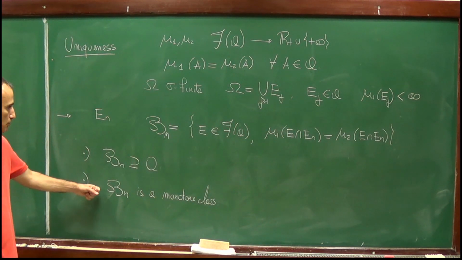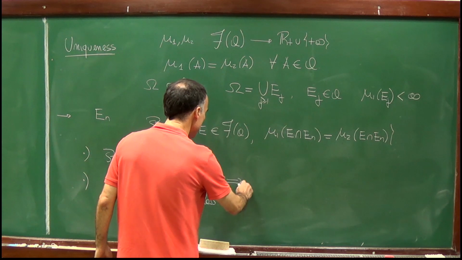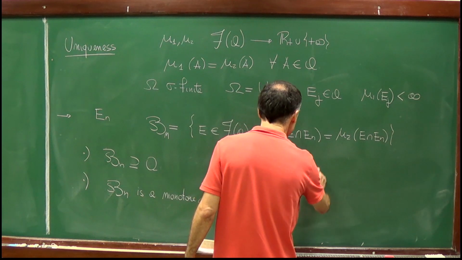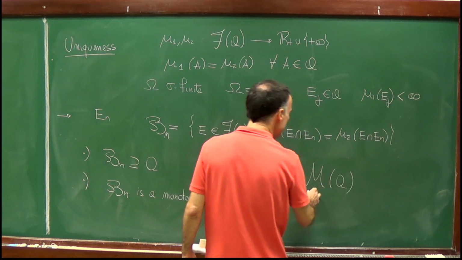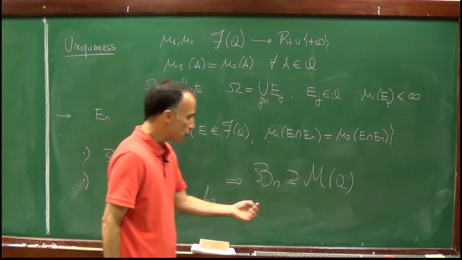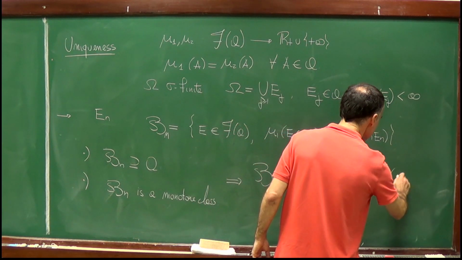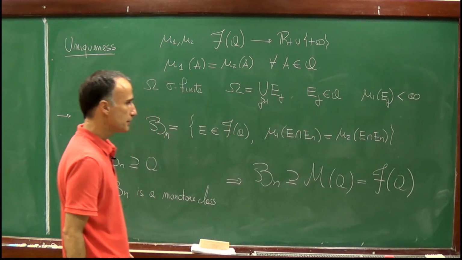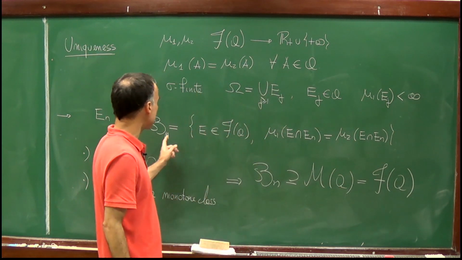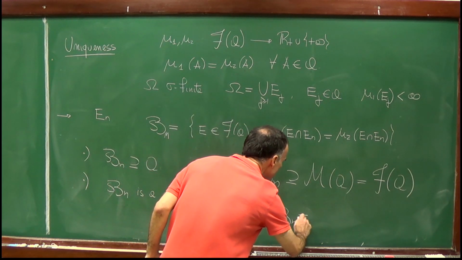So we proved that Bn is a monotone class and that Bn contains the algebra. Therefore, Bn contains the monotone class generated by A. So I'm representing by M of A the monotone class generated by A. And we have seen that the monotone class generated by A coincides with the sigma algebra generated by A, because A is an algebra. Therefore, Bn contains Fa, but Bn is also contained in Fa, so Bn is equal to Fa.